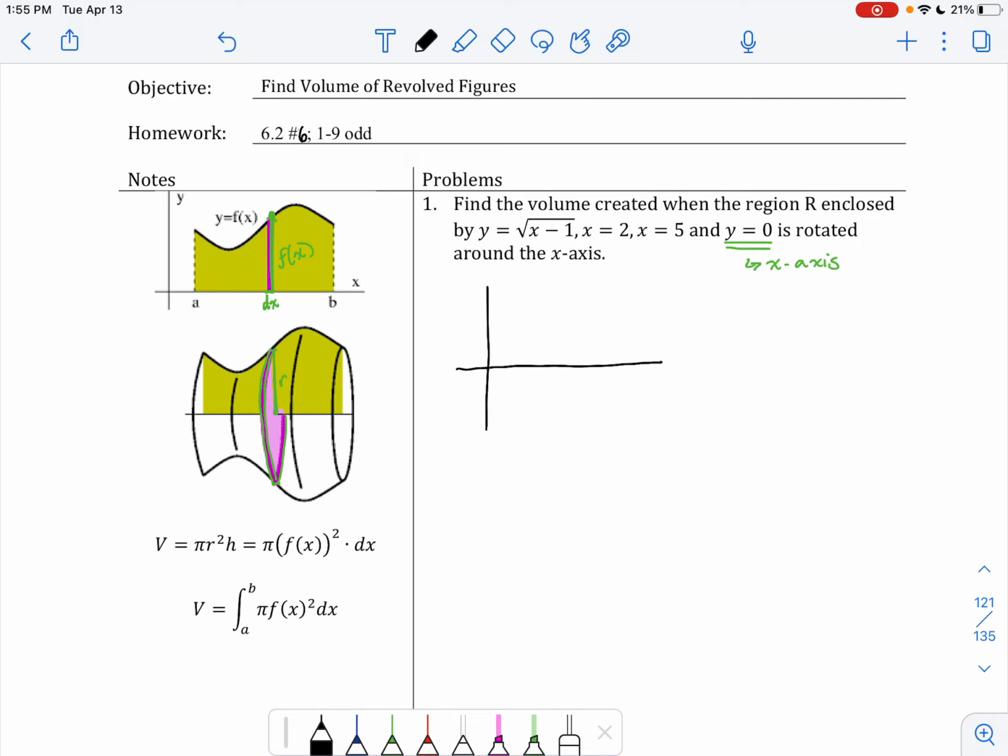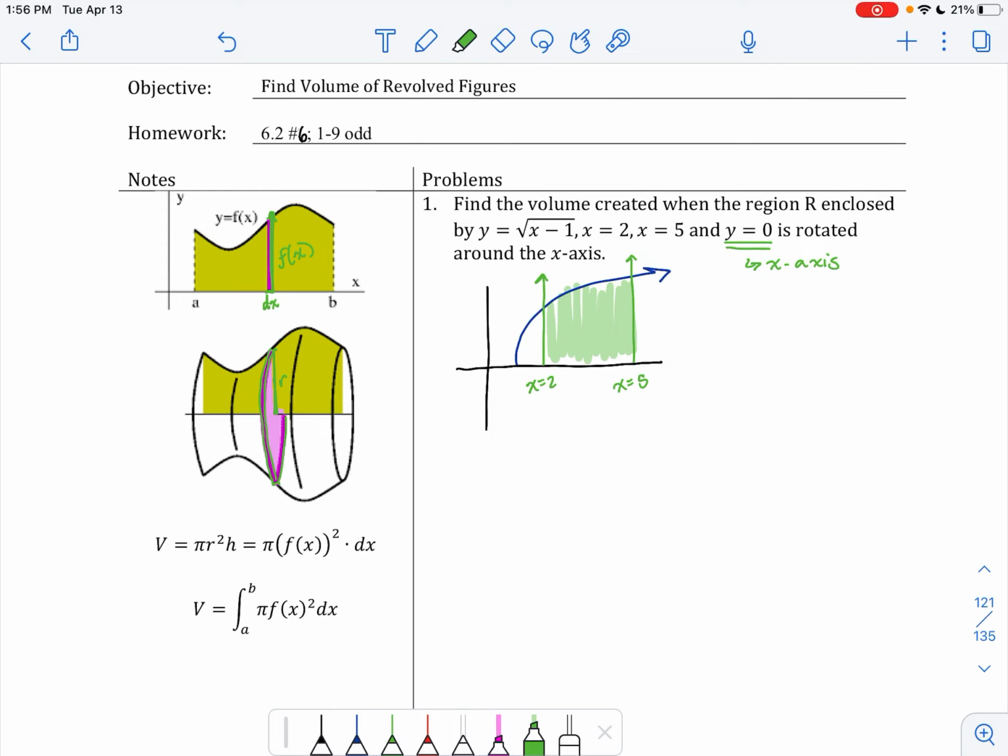So the first thing I'm going to do is sketch what this curve looks like. y equals root x minus 1 is going to be a square root shape like that, the positive. From x equals 2, which is the vertical line here, to x equals 5, like so. And so we can see that the area that we're going to revolve is this here, not the neatest drawing.